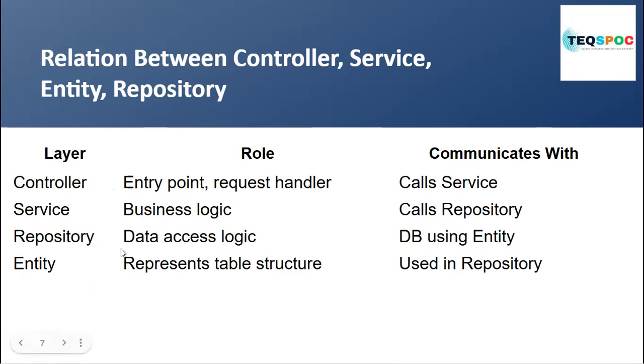Then the repository layer interacts with the database; the data-related logic runs inside the repository layer, which directly interacts with the DB using the entity class. The entity class basically represents a table structure that is used inside a repository. Okay, this is the structure we are basically using in a Spring Boot application. These are predefined frameworks defined inside Spring Boot, and we will use this structure only for creating the project and data accessing.